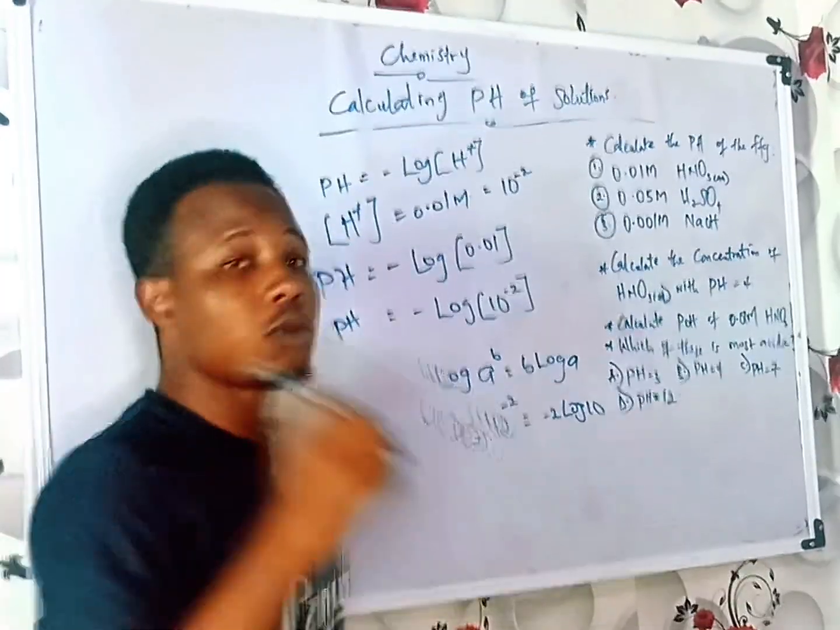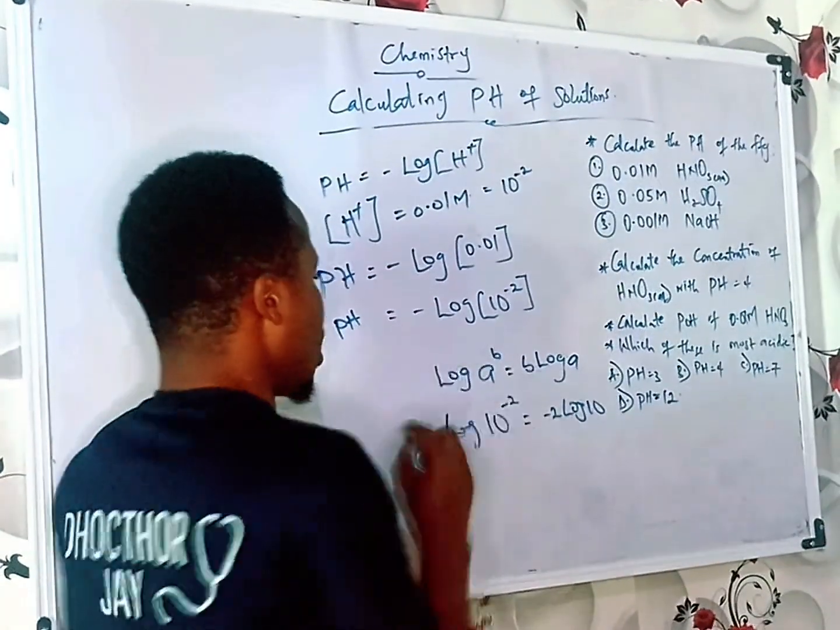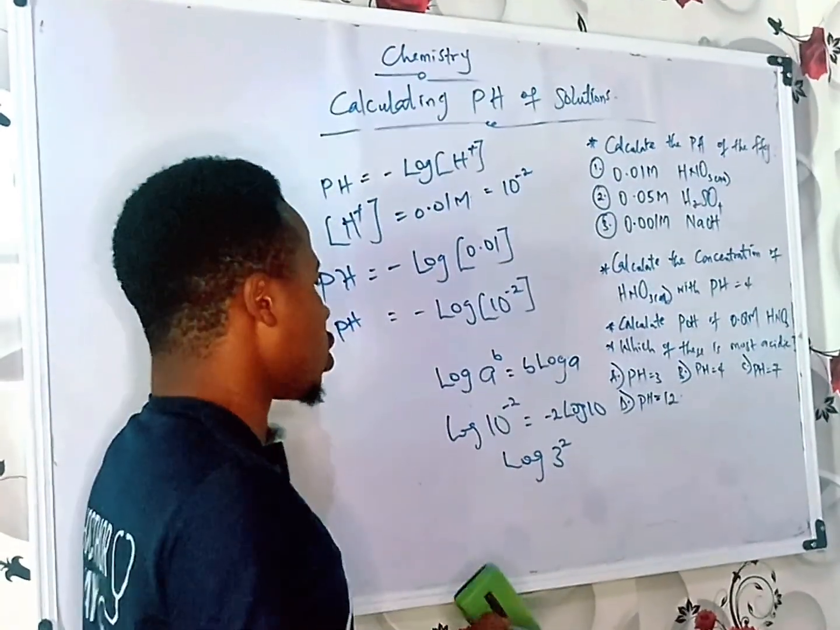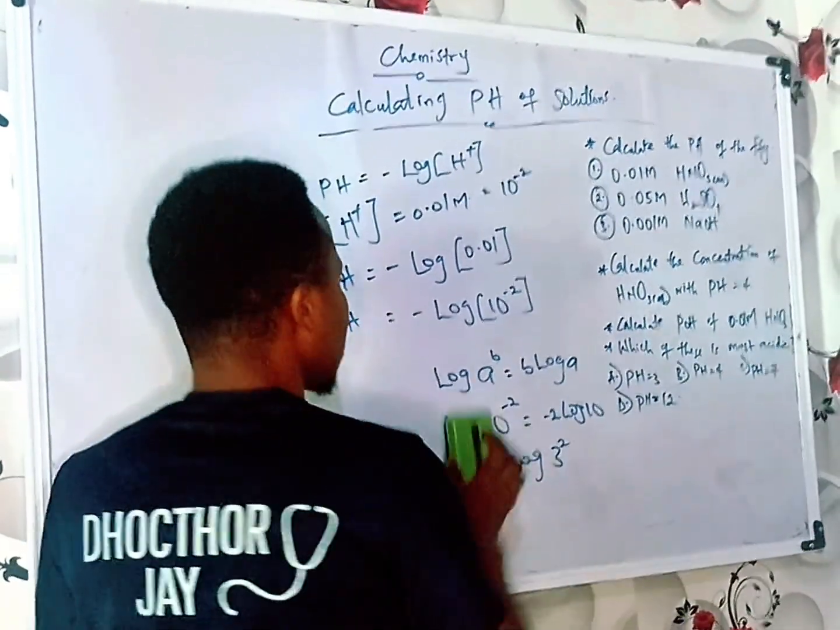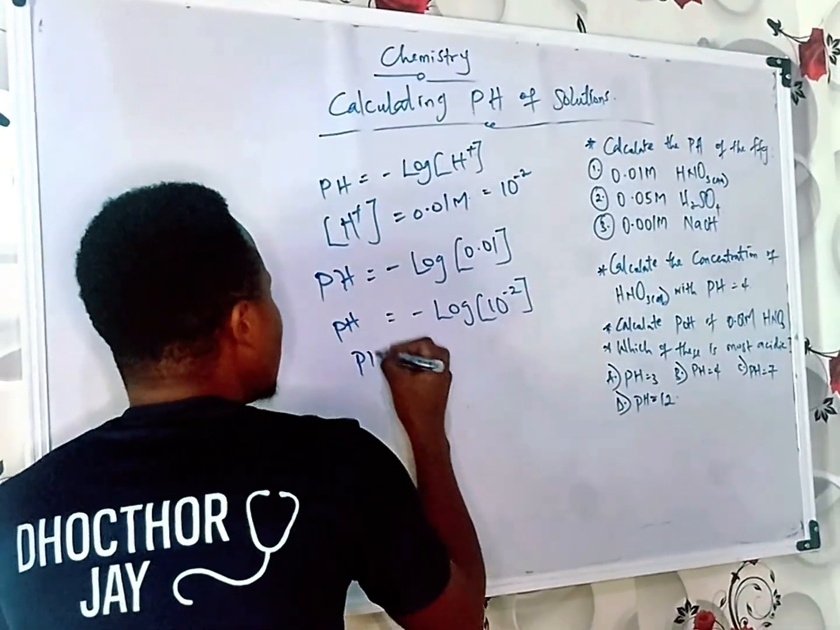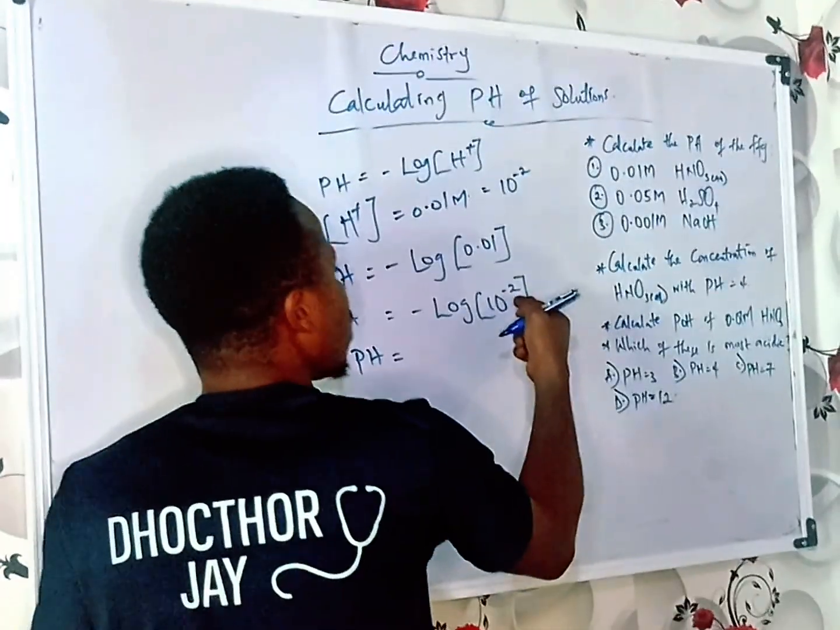All right. So what would be your own answer by the time I do log 3 raised to the power 2? What would be your answer? Type that in the comment section. Quickly do that while we proceed with our question. So now, when you come back to this, pH is going to be minus log 10 raised to the power minus 2. So it becomes what?